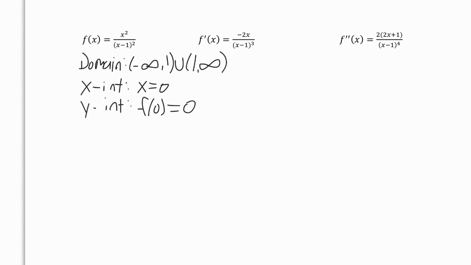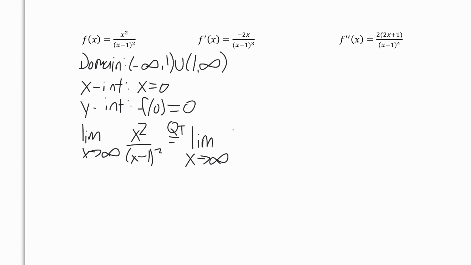Now we're going to have to calculate the horizontal asymptote. So we want to do the limit as x approaches positive infinity of x squared over (x minus 1) squared. To do that, we apply the quotient theorem to get rid of that pesky minus 1. So we have the limit, x approaches infinity, x squared over x squared. Of course, those will cancel, and so we'll get a limit of 1.